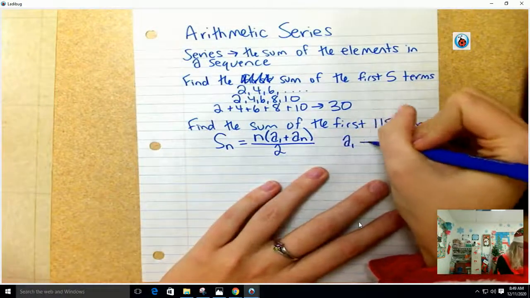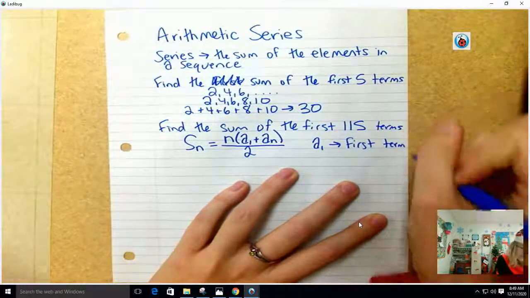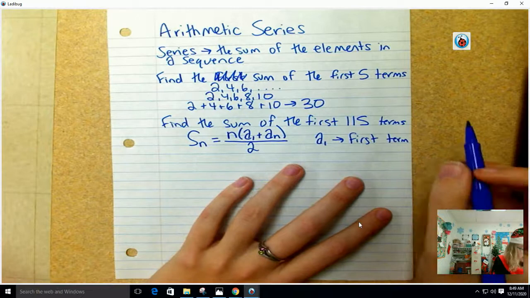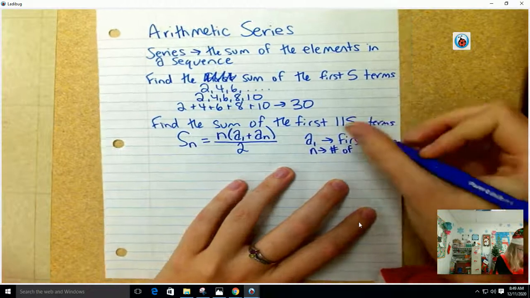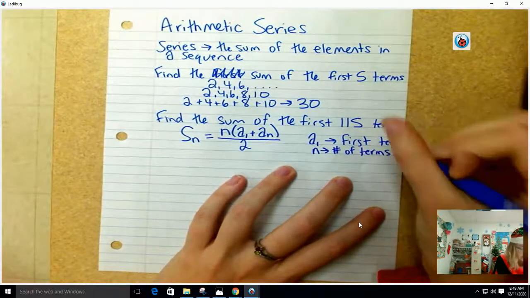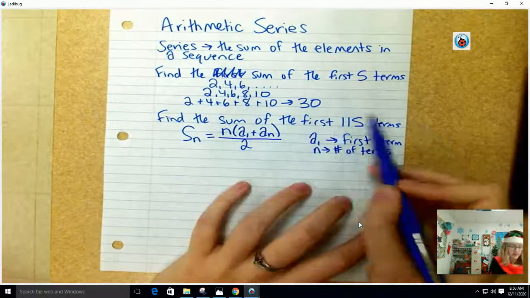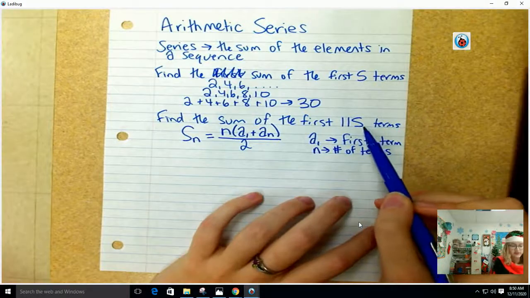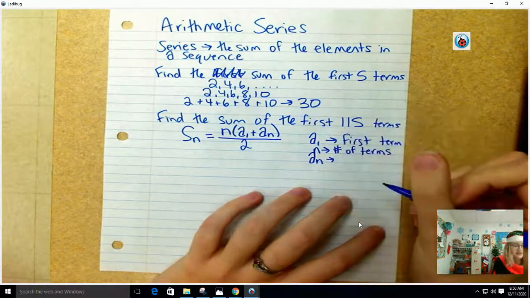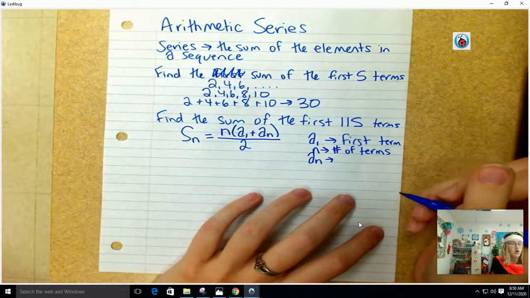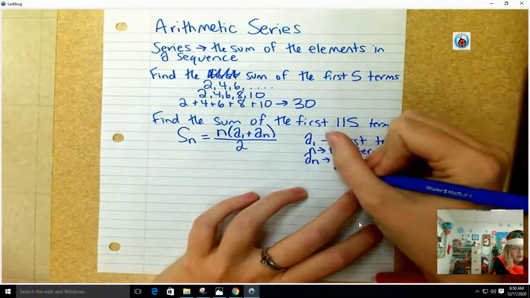As always, a1 is your first term. N is the number of terms. So if you have 1 through 115, you're going to have 115 terms you're trying to solve for. So in this format, the sum of the first 115 terms, 115 is going to be your n. And then a sub n is the term value at n.